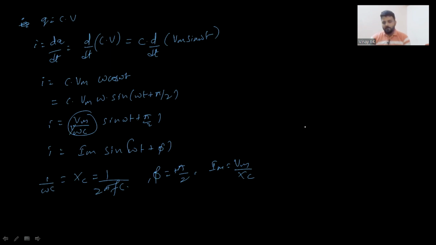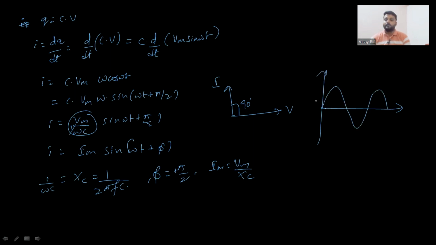Now we draw the phasor diagram by taking voltage as the reference. Current leads the voltage at an angle of 90 degrees. Then with respect to that, you draw the voltage waveform like this, and the current waveform will start from minus 90 degrees, that is the leading current, like this. This is V and this is I.